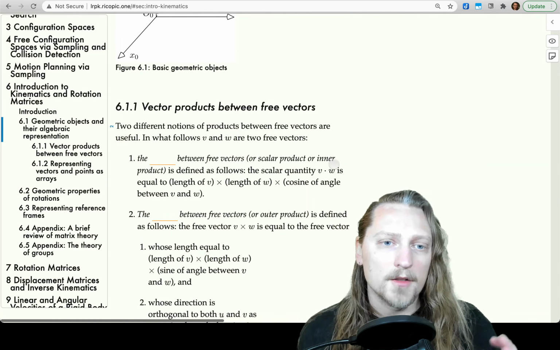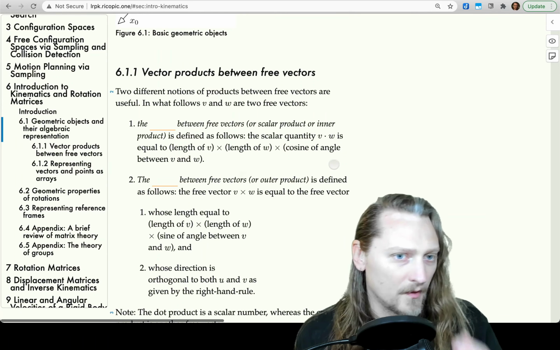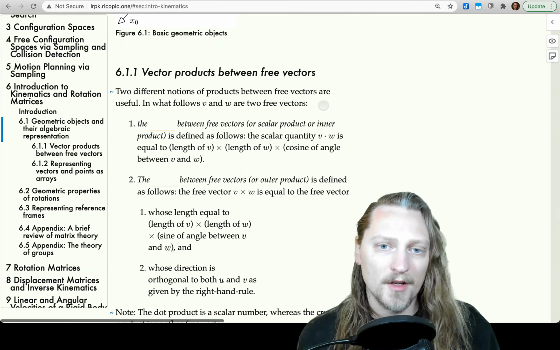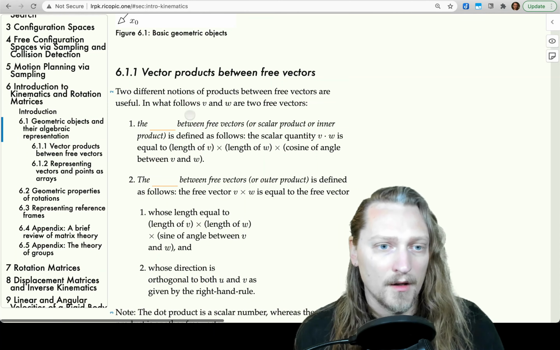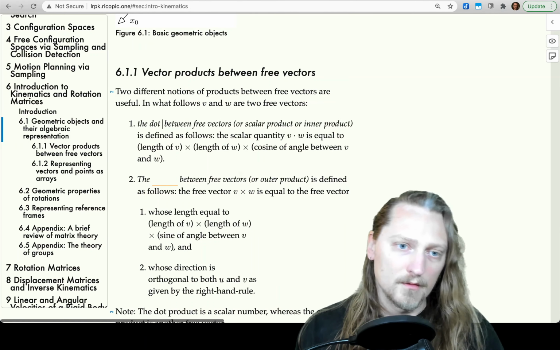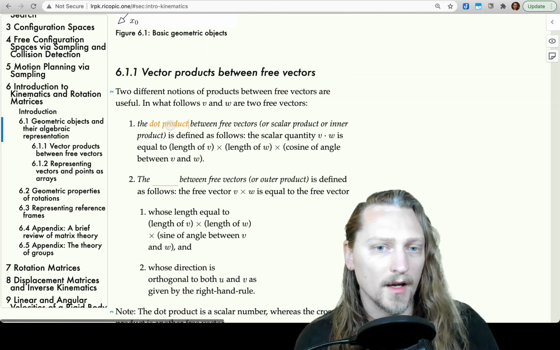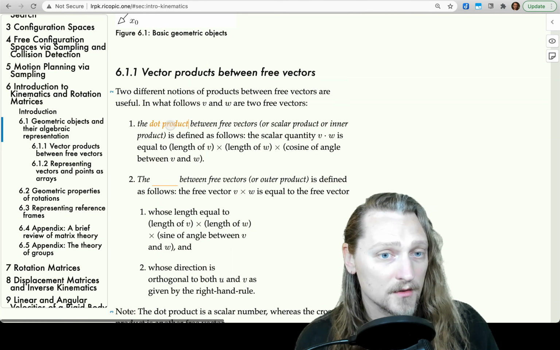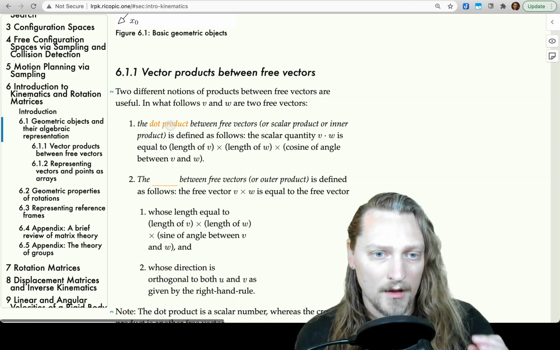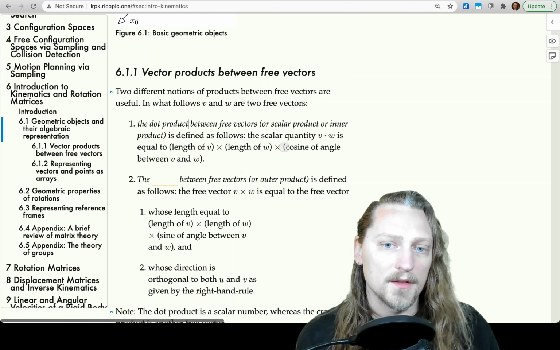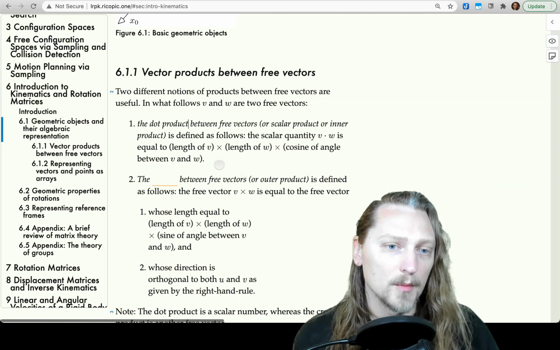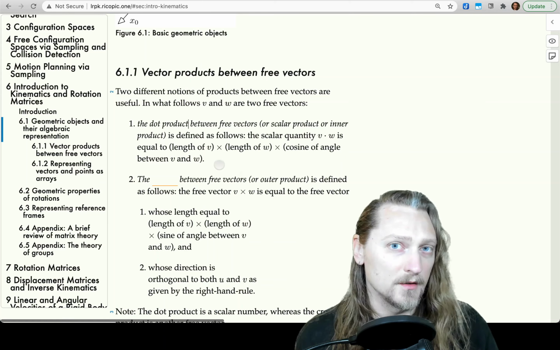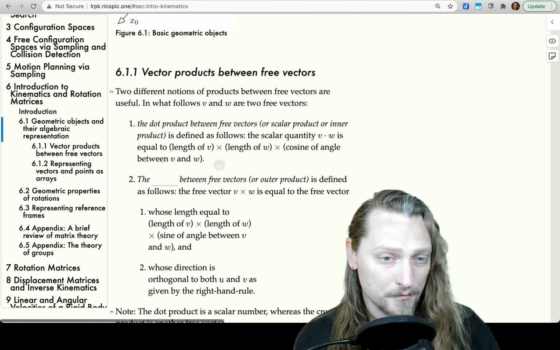All right. Vector products between free vectors. Two different notions of products between free vectors are useful. In what follows, V and W are two free vectors. One, the dot product between free vectors, or scalar product or inner product, different names for the dot product, is defined as follows. The scalar quantity V dot W is equal to the length of V times the length of W times the cosine of the angle between V and W. This is sometimes called the geometric definition of the dot product.